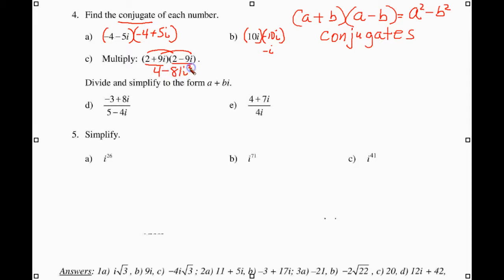-81i squared. But what have we always said that i squared equals? A -1. So this is a -1. So this then becomes a positive as we take away the i squared, and we converted it to a -1 times a negative made it a positive. So the result of this is going to be 85.